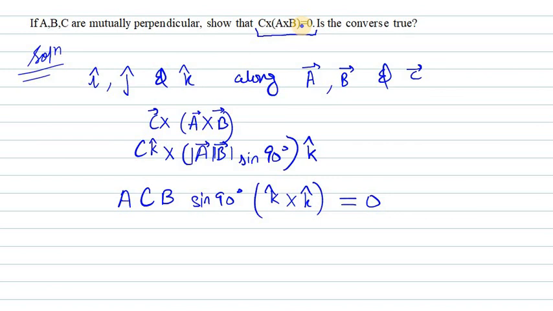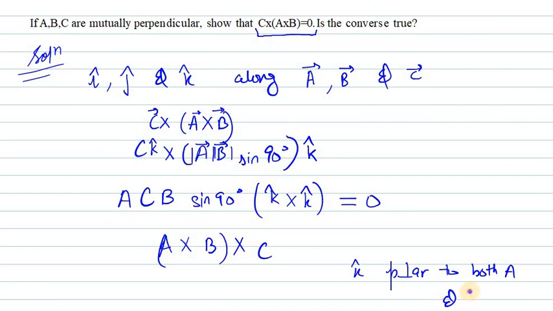So converse means that we need to prove whether A cross B cross C equals 0 or not. So we have angle theta between A and B, similarly as we have in the first case, and let k be the unit vector perpendicular to both A and B. So k I am taking as a unit vector perpendicular to both A and B. Now we have A cross B.